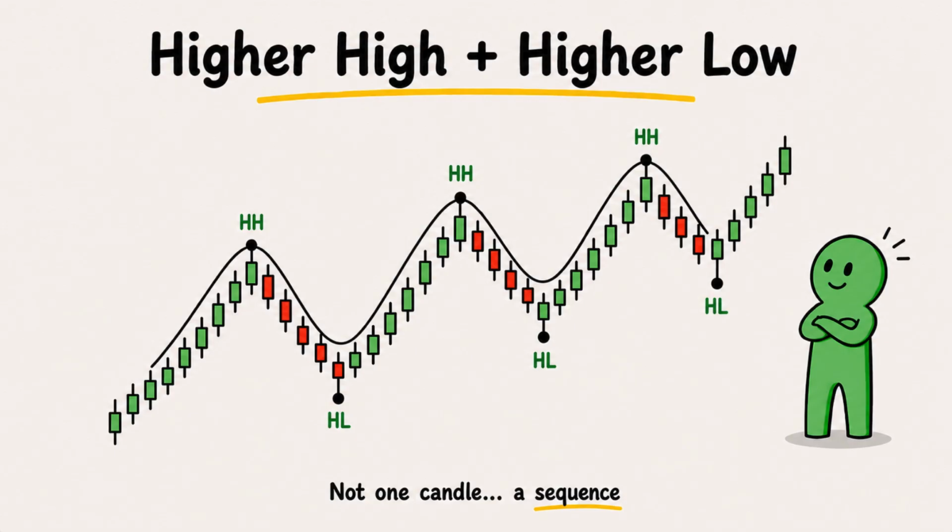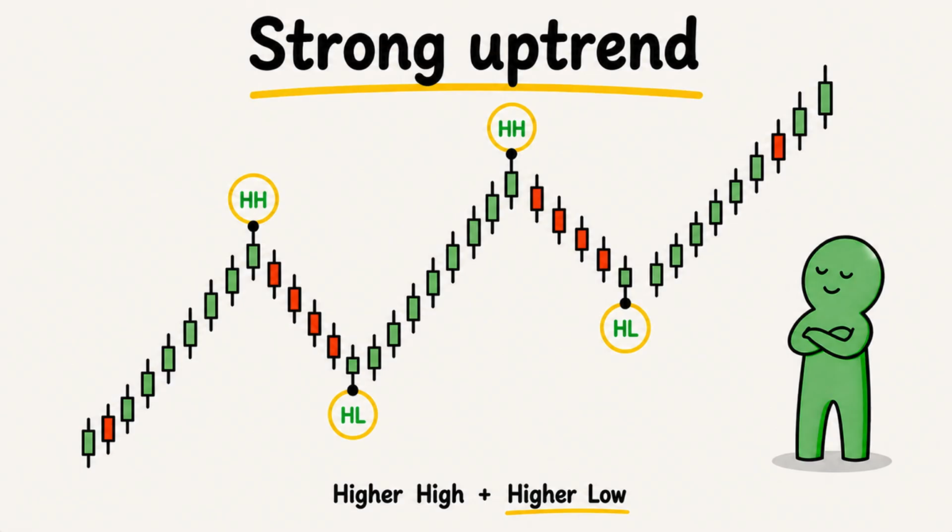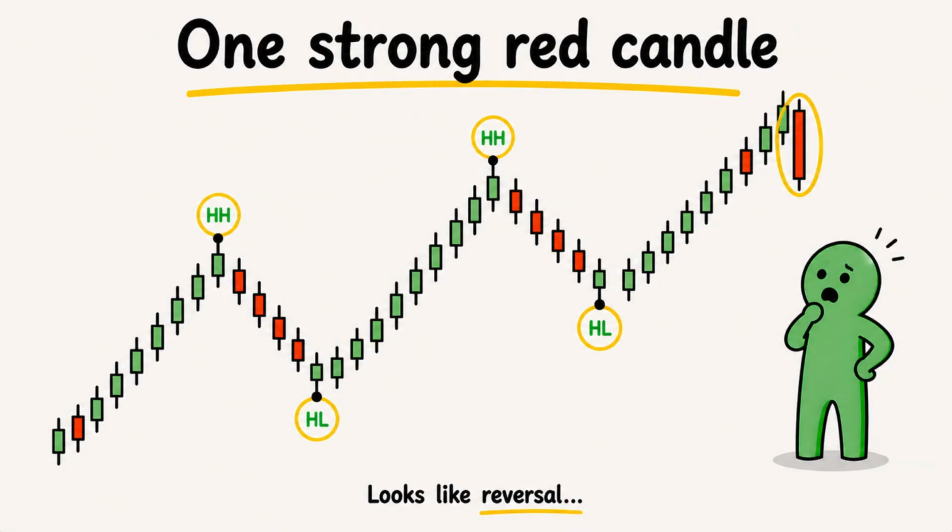And this is where most traders go wrong. They don't follow the sequence. They follow emotion. Let me show you exactly how this happens. The market is trending up. Higher high, higher low, higher high. Everything looks strong. And then suddenly, one strong red candle appears. And this is the moment most traders panic.